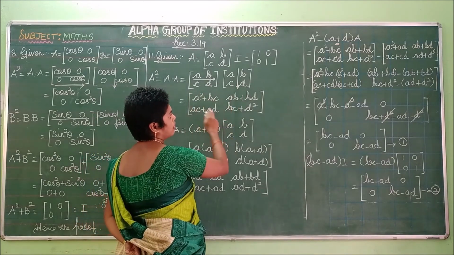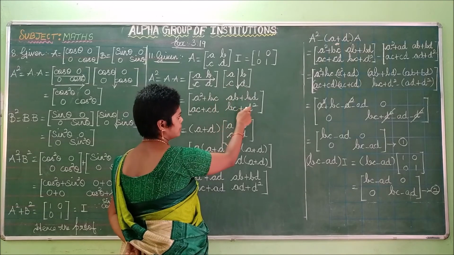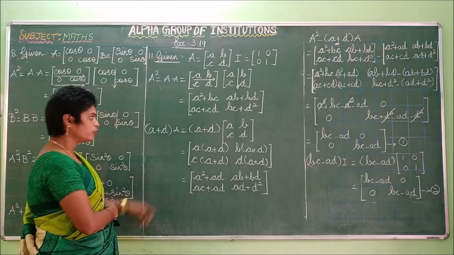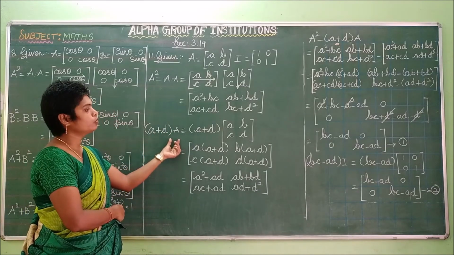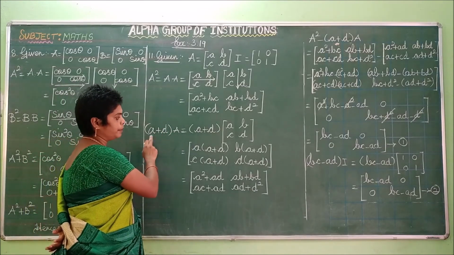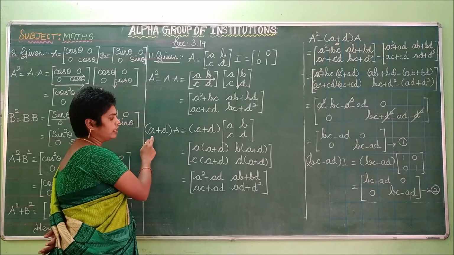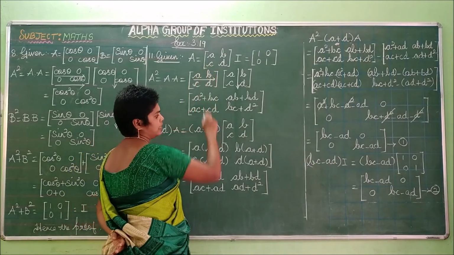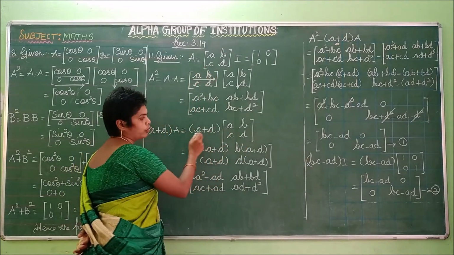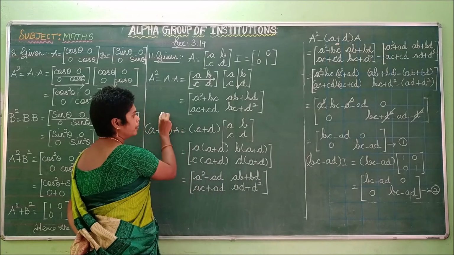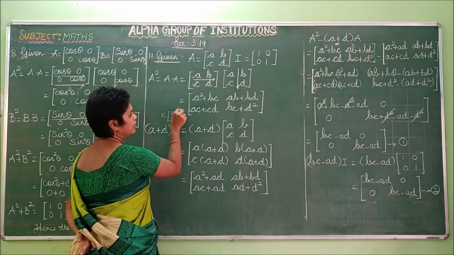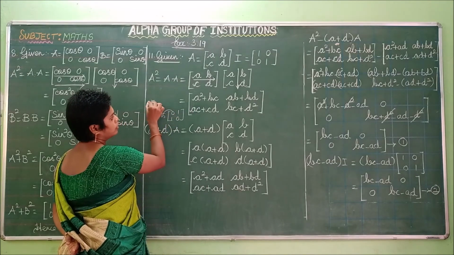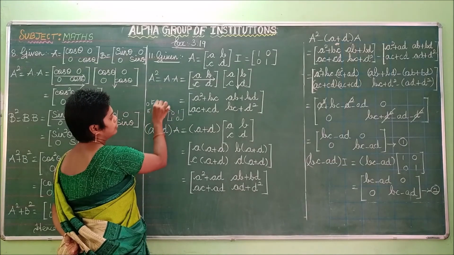Then second row, second column: bc plus d squared. So this is our a squared value, but you also have to find (a plus d) into a. For that, you can write a plus d. A matrix is [a b; c d]. You multiply each and every term with the matrix, the same as when it is a number, like 5 into the matrix.